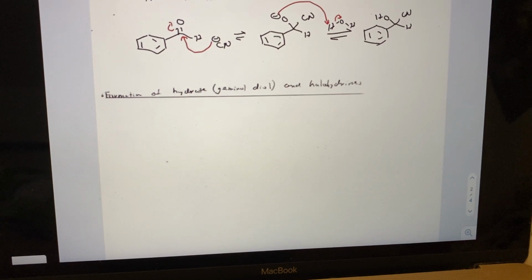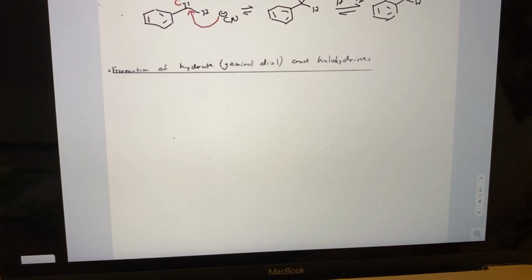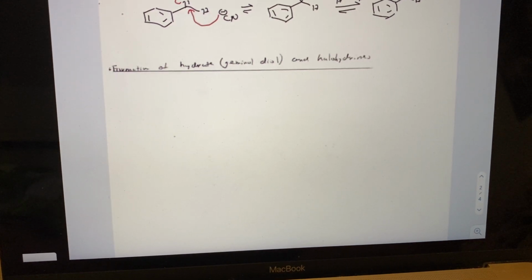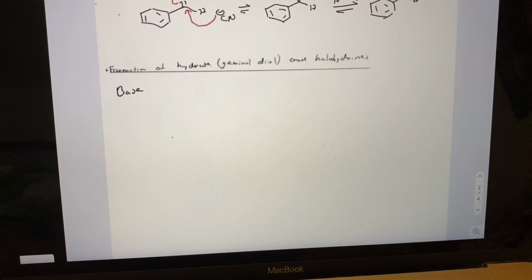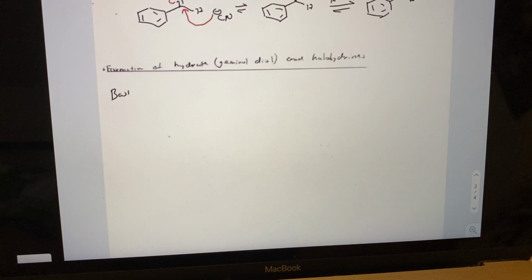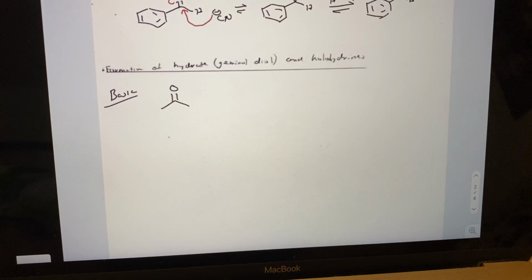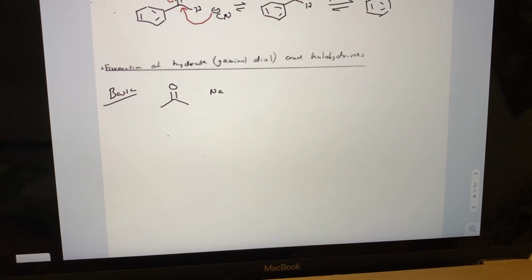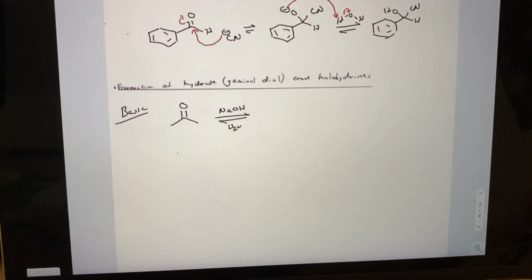Now as we're going through this, the next thing I was going to have is this formation of a hydrate or a gem diol. But in actuality, this is what we already saw. We saw that under basic conditions, let's use rather than an aldehyde, let's just use a ketone, basic conditions. Take something like acetone with sodium hydroxide and water.